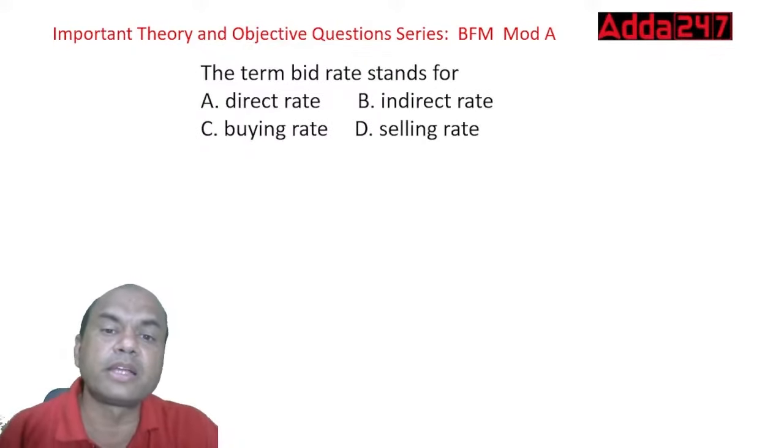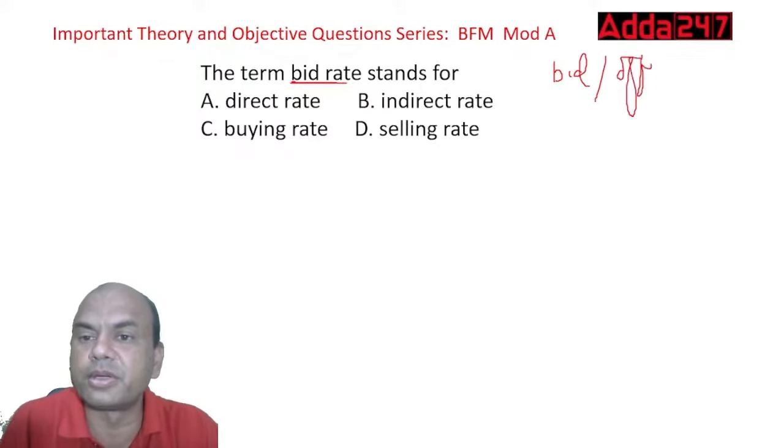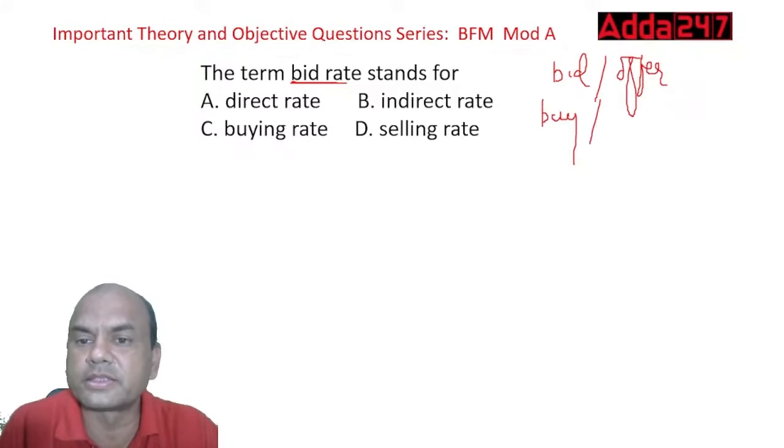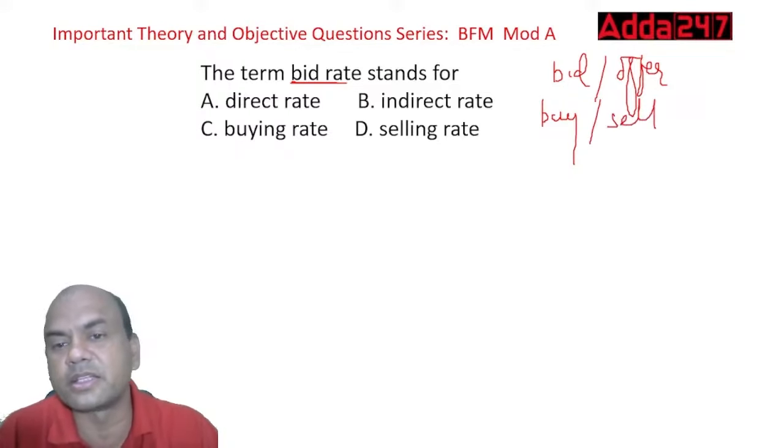The term bid rate stands for bid. Bid means what? Bid rate. Bid offer. Okay. Bid offer. It's like this. So you call it buy and sell. Buy and sell. So bid stands for buying and selling.